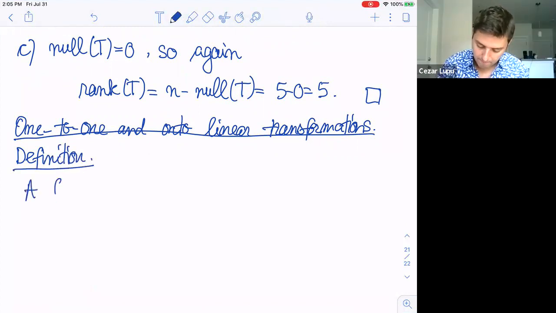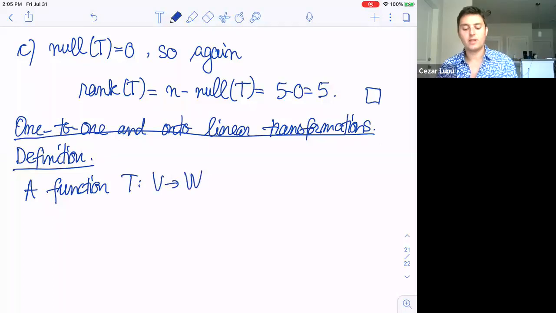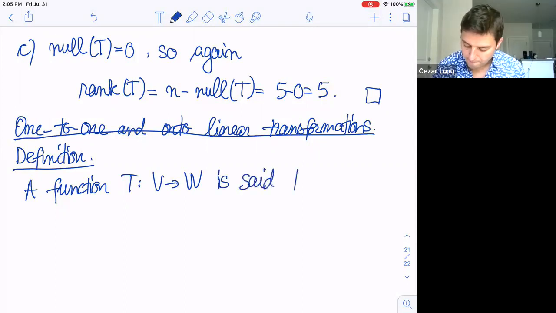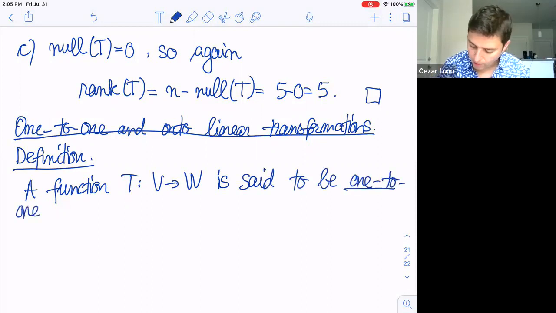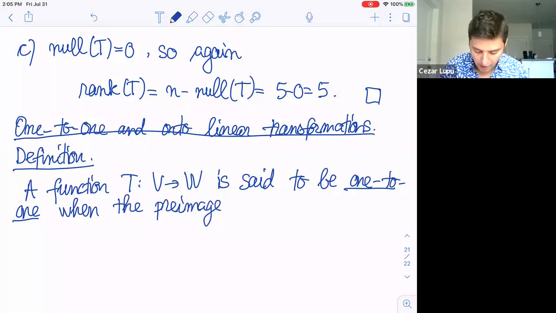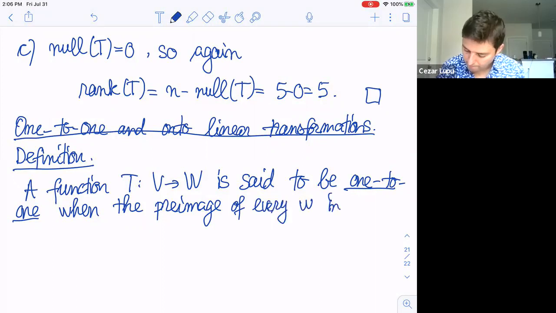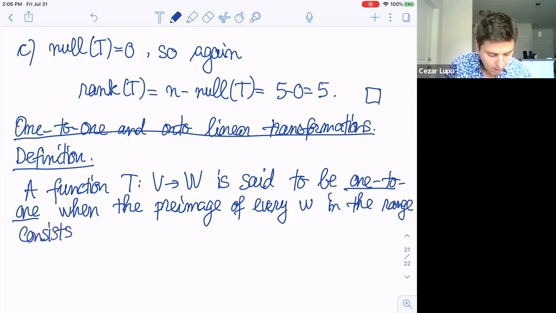Definition: a function T from one vector space to another vector space, let's say T from V to W, is said to be one-to-one, or sometimes we call this injective, but anyway, let's call it one-to-one, when the preimage of every W in the range consists of a single vector. And I will explain immediately what this means.